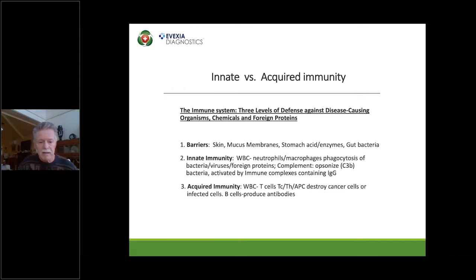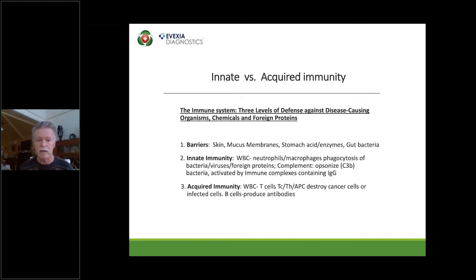and then they can be excreted normally. Now, the innate immunity is composed of a variety of cells, WBC, white blood cells, which are the neutrophils and macrophages. They phagocytize bacteria, viruses, and foreign proteins. And then complement, as I just mentioned: if a foreign protein, bacteria, or immune complex is formed, C3 is activated, and C3B is an opsonin. That enables macrophages to engulf or phagocytize these complexes or bacteria and viruses very efficiently. That's the innate immunity, and it's innate because it's always there. It doesn't have to be generated in response to an antigen. It's waiting for an antigen to come in, and then immediately it can react.